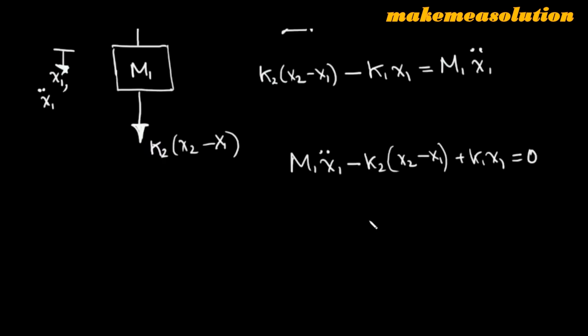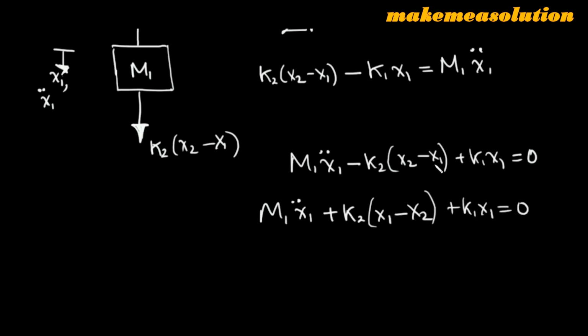Now, one thing professionals do is that when they get to this point, they will write m1 x1 dot dot plus k2 into x1 minus x2 plus k1 x1 is equal to 0. What they just did was factor out the minus sign. When you factor out the minus sign, x1 and x2 change position, and the minus sign changes to plus. Is that okay? So everything is now plus. This is the equation of motion governing mass 1. So we have this as equation 2.